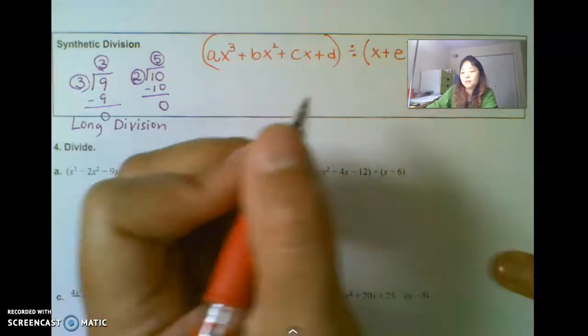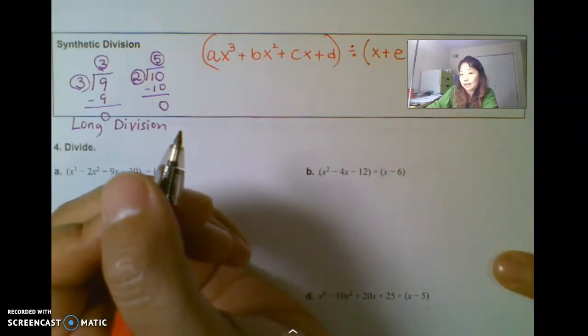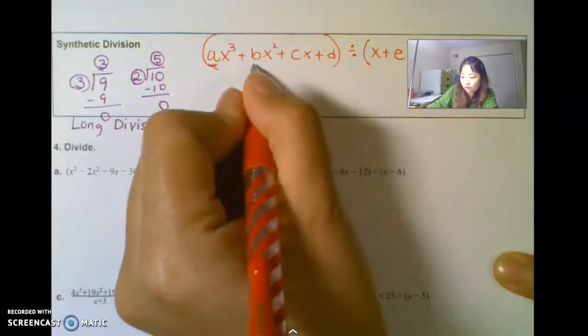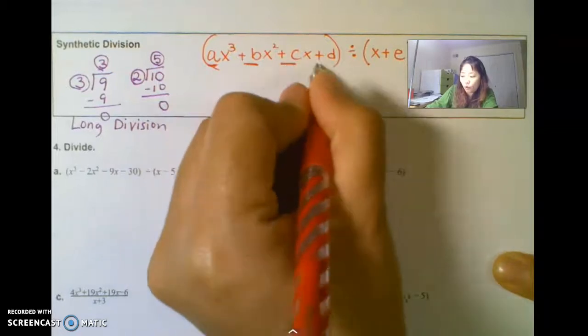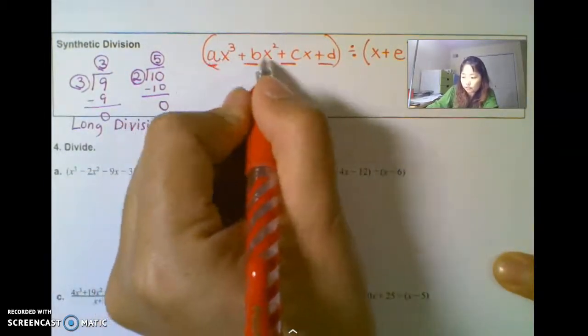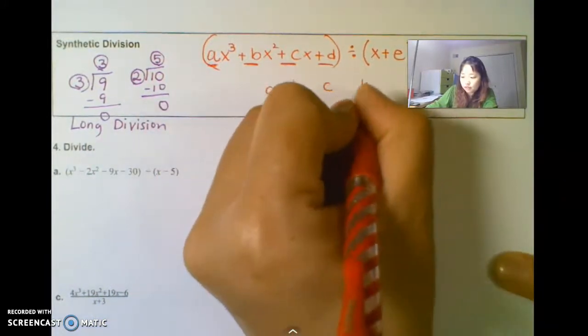So if we're dividing something like this, this is how we write it. So weird. First, you're gonna write all the coefficients, including the signs, but since I'm using all pluses as an example, I'm writing a, b, c, d like so.